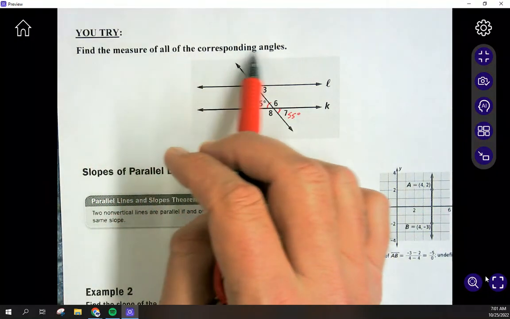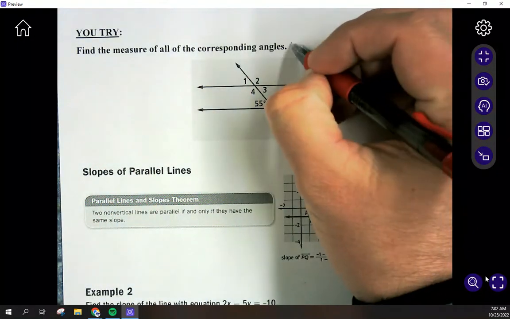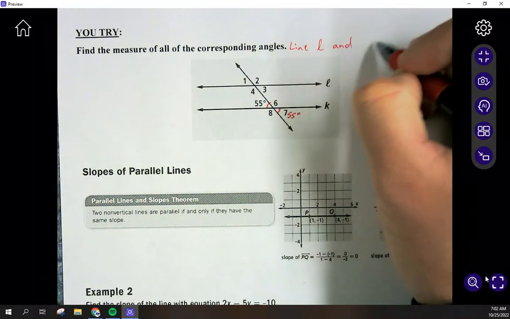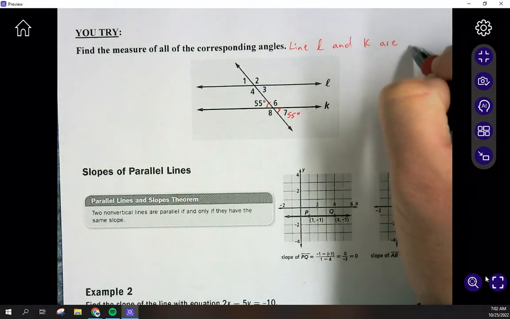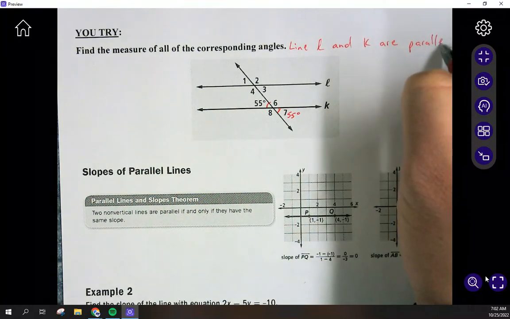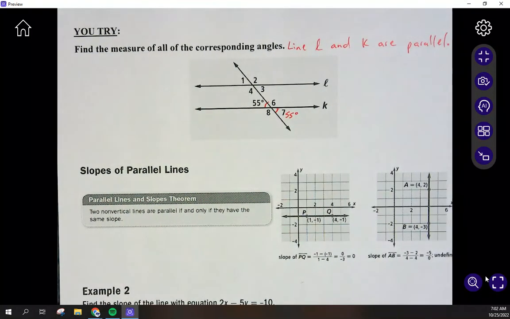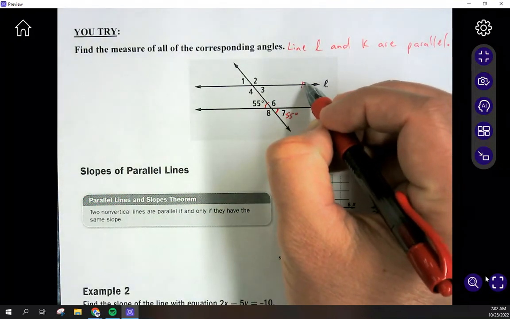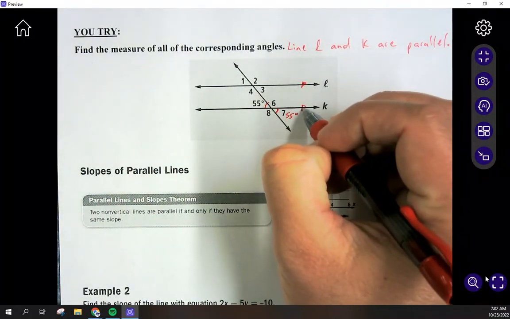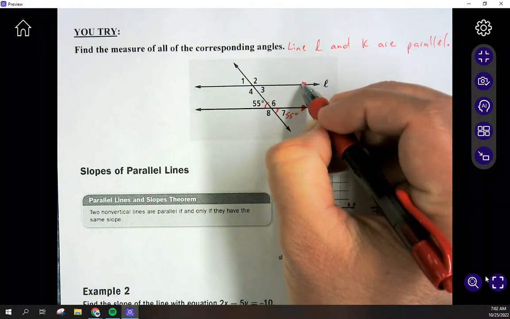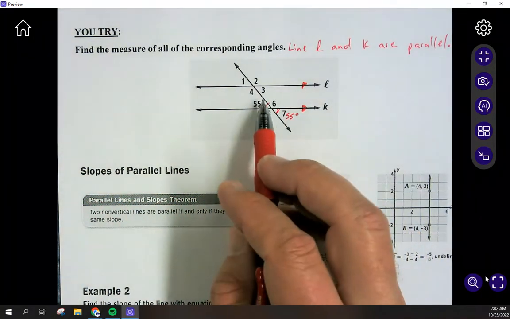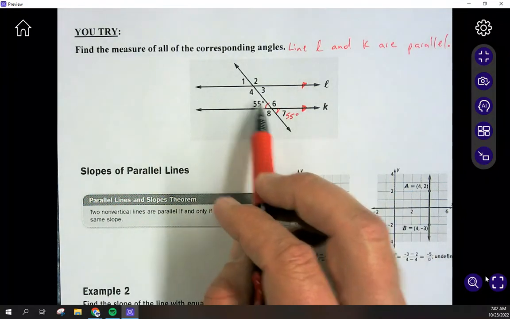So I should have stated that lines L and K are parallel. If that's not given to you, you can't start filling in these angles, or it has to be given to you in the picture with those symbols like we talked about, those arrows there. Because if those lines aren't parallel, these angles aren't equal. Okay, but now let's assume these are parallel and fill these in.